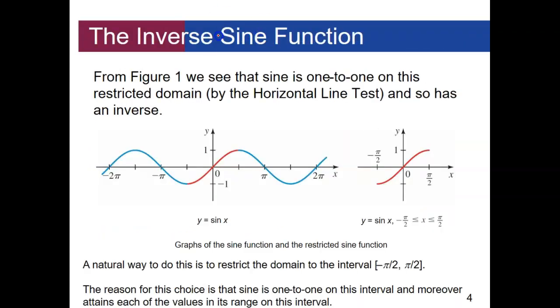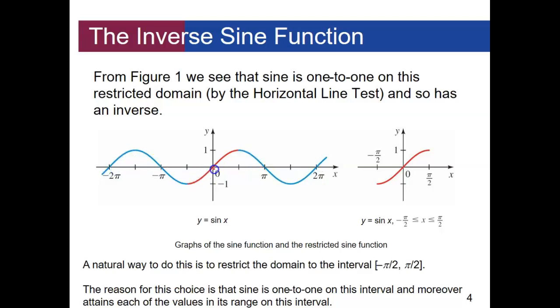Okay, so we're going to start out talking about the inverse sine function. So here is a graph of our sine function, and you can see that this would fail the horizontal line test. So what we're going to do is restrict just a part of the graph to look at. We're going to choose the part from negative pi over 2 to positive pi over 2. So we're going to forget about all the rest of this.